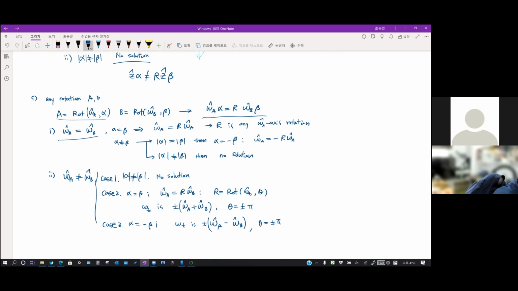In case the axis is the same, there are two cases. Alpha and beta are equal. Then we can write down like this, because omega A and omega B are equal. And in that case, R is any rotation about the axis omega A, or omega B, because these two things are the same.